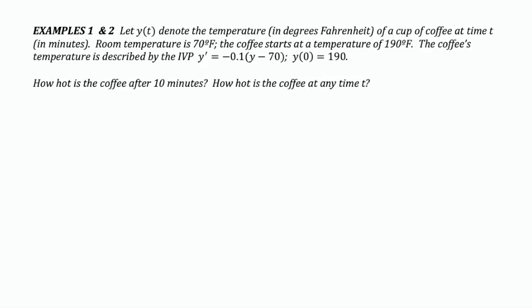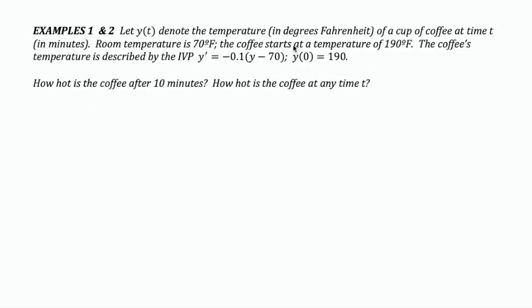So we're going to let y of t denote the temperature in degrees Fahrenheit of a cup of coffee at time t being measured in minutes. Room temperature is 70 degrees Fahrenheit. The coffee starts at a temperature of 190 degrees Fahrenheit. The coffee's temperature is described by the initial value problem, y prime equals negative 0.1 times y minus 70. And the starting condition is y at time 0 is 190. So right here, this is a special case of Newton's law of cooling. And we're asked to find, first of all, how hot is the coffee after 10 minutes?